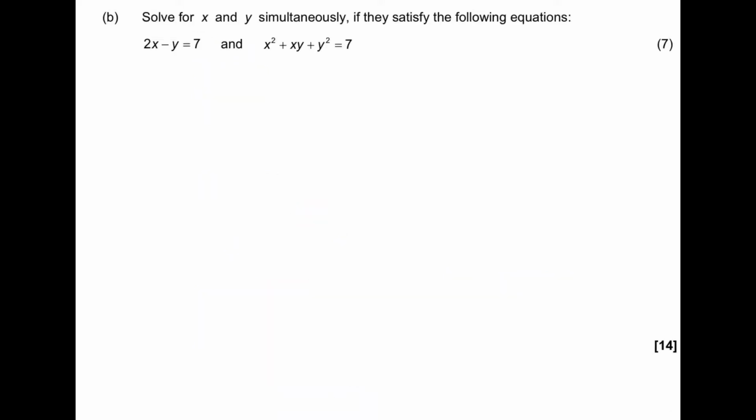Question B, solve for x and y simultaneously if they satisfy the following equations. Right, so we've got a linear equation and we've got another more complex equation. So always start with the linear equation, and you choose a variable in that equation that's going to be the easiest to make the subject of the equation. So in this equation, I'd use y. I wouldn't use 2x, although you could and it would still work out, but if you use 2x, you have to end up dividing by 2, and then you're working with a fraction, which is not always ideal.